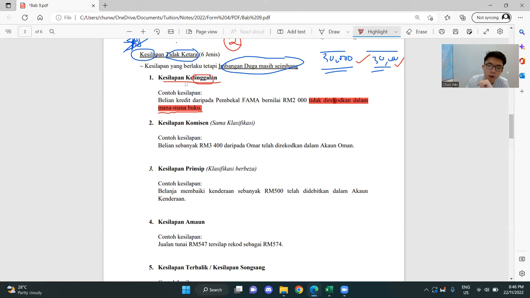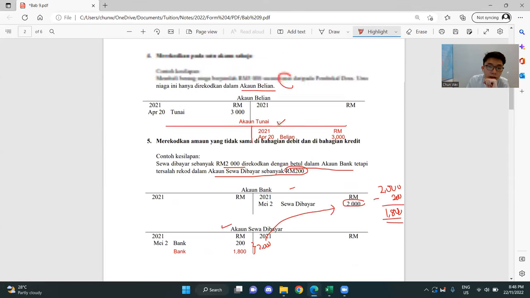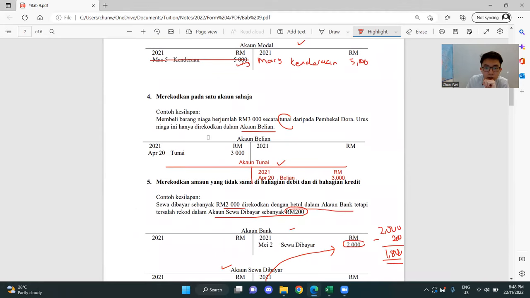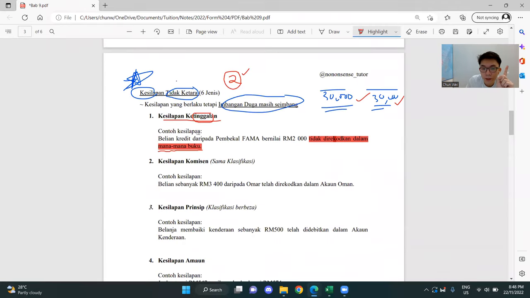You'll be thinking, eh, what about the tinggal tadi? Just now we also saw something that we forgot to record, like this one. Correct or not? Dia hanya record pada account berlian sahaja, and then they forget to record for another account. Now, this one is just one account. Okay? Tapi for this kesilapan tidak ketara is two account. Can you see that? Tidak direkodkan dalam mana-mana buku.